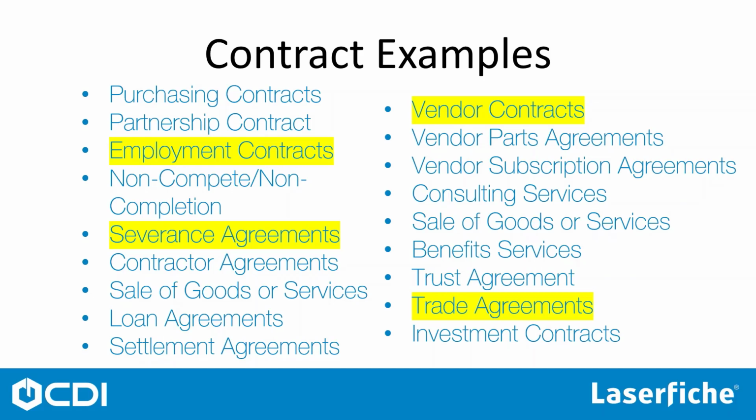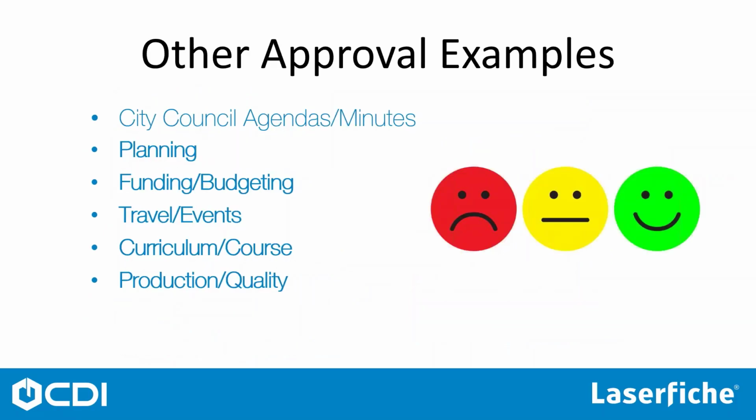So here's just a few contract examples. Again, purchasing contracts, non-compete contracts, sale of goods and services. That's what we're going to be taking a look at today. But also consulting services, vendor onboarding, they all follow the same type of process, any approval that you've got. I did include a few other approval examples. I think the process that we're going to go over today would be perfect for city council agendas and minutes and that packet planning. Funding and budgeting requests, travel and events requests, all of those can follow some type of format of what I'm going to show you today.